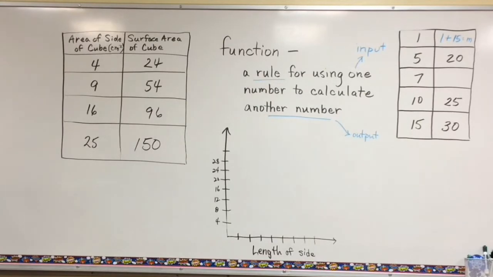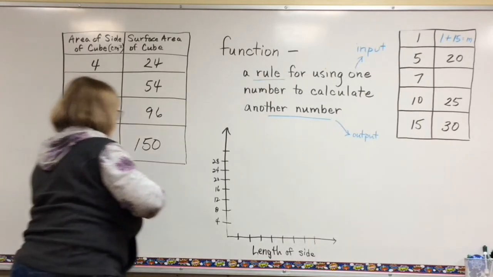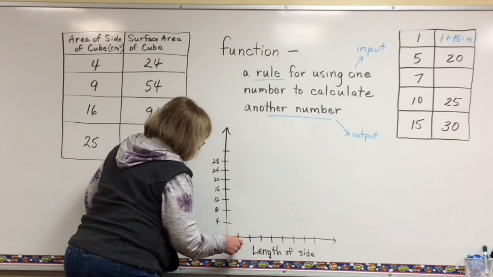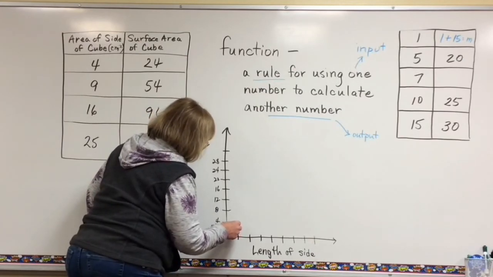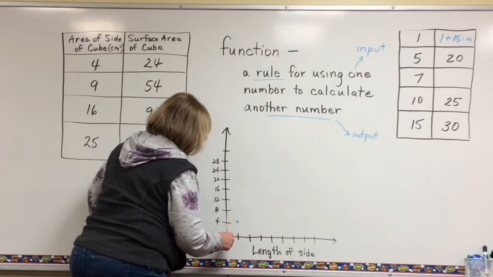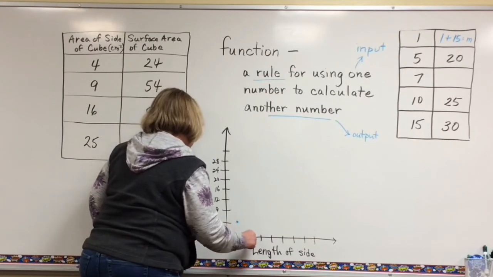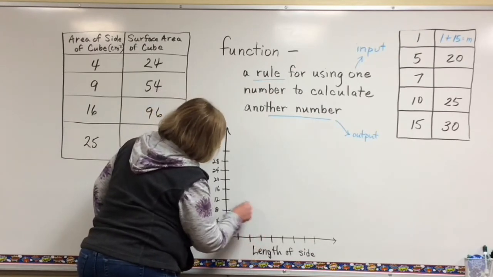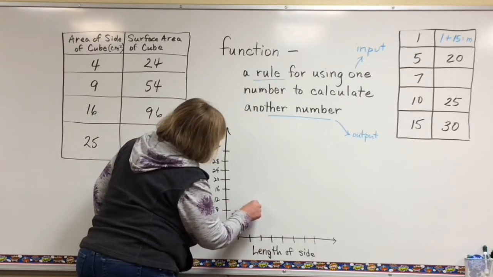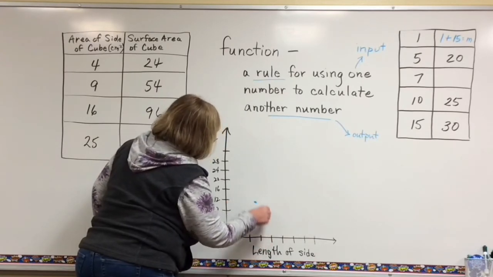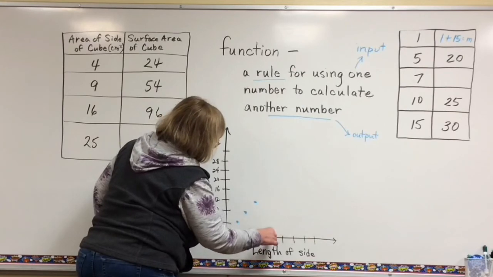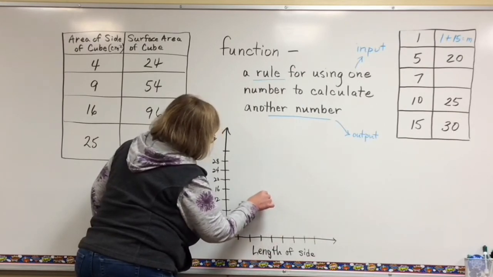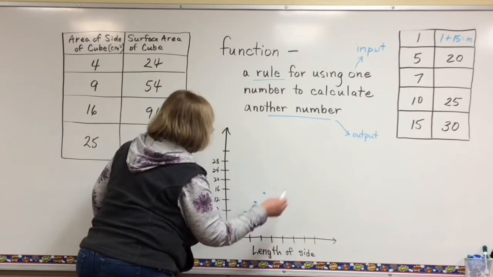Okay, so we take the first ones, 1 and 4. So we go over 1 up to 4. And I think the next one is 2 and 8, 3 and 12, 4 and 16. Let's see if I can do this right. Right there. 20. Oh, that's as far as we go.